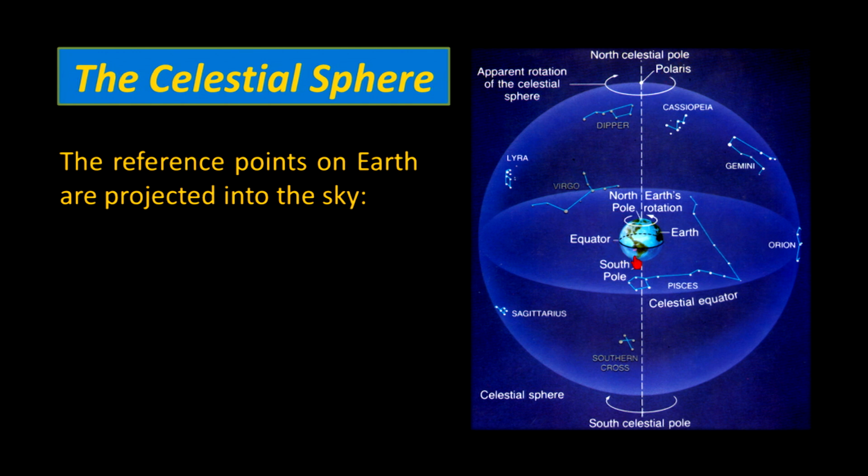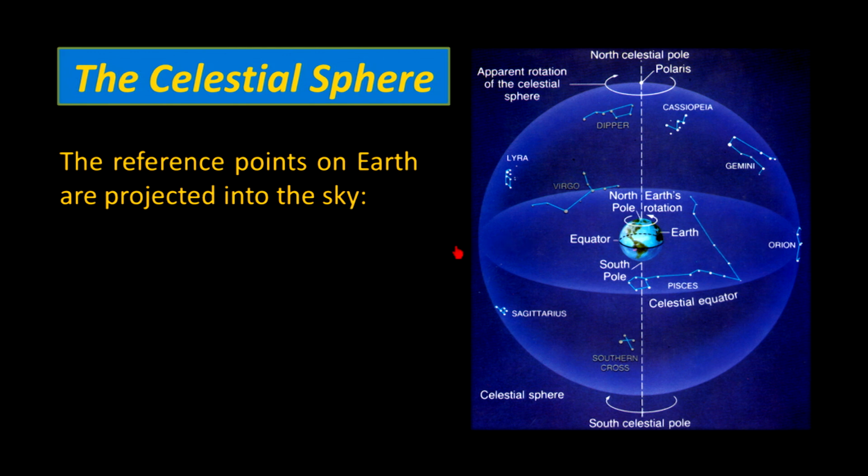The South Pole of the Earth is projected onto the sky to create a South Celestial Pole. So if you were standing at the South Pole and you look straight overhead, you're looking at the South Celestial Pole. If you're on the North Pole of the Earth and you look straight overhead, you're looking at the North Celestial Pole. Take the equator of the Earth and simply project that onto the celestial sphere, and you get the celestial equator. So notice the sky has the exact same 3 reference points, just like the surface of the Earth.